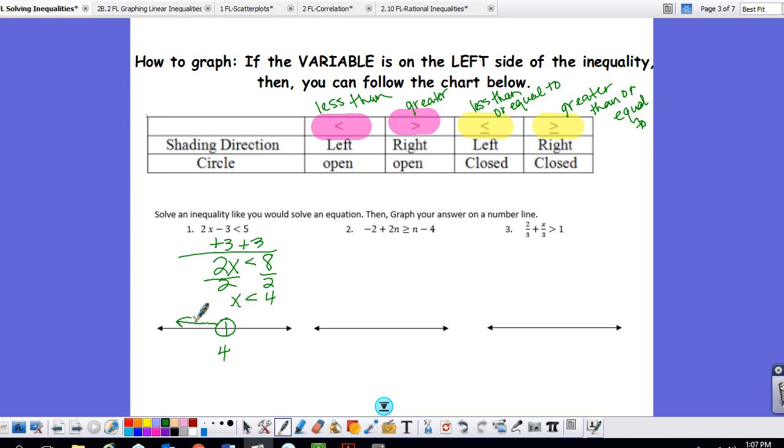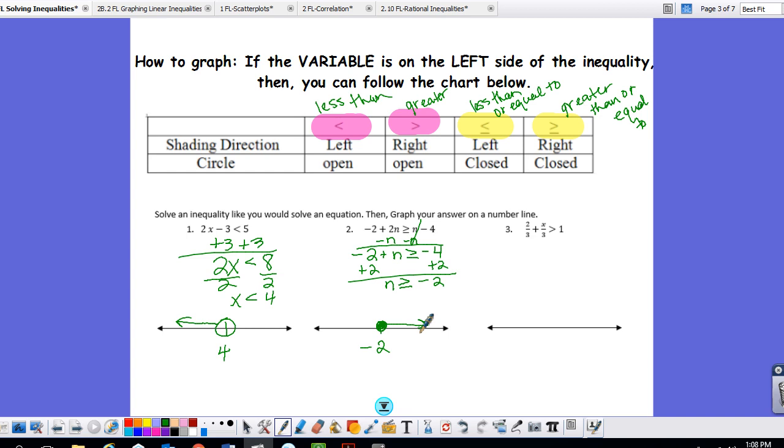Number 2, remember when we have variables on both sides, we should move the variables first. Always move the smaller one. So I'm going to move the n by subtracting it. So I have negative 2, and then 2n minus n is plus n is greater than or equal to. On the other side, my n's cancel, and I'm left with a negative 4. And then I need to add 2 to both sides. So I get n is greater than or equal to negative 2. So I come to my number line, I put this value, negative 2 on the number line. I'm going to do a closed circle this time because it's greater than or equal to. And then I'm going to go to the right.